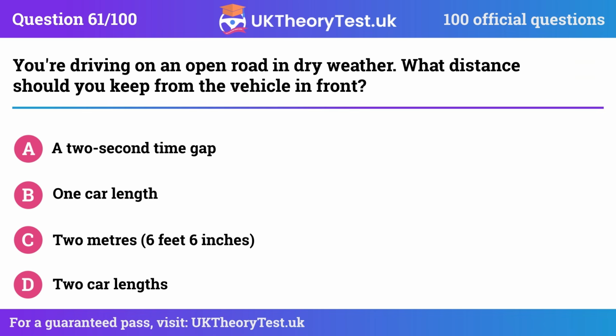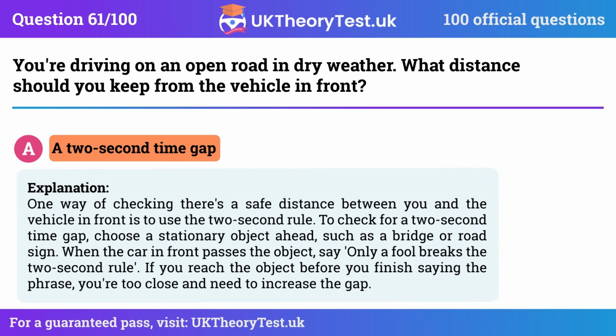The correct answer is A. A 2-second time gap. Explanation: one way of checking there's a safe distance between you and the vehicle in front is to use the 2-second rule. To check for a 2-second time gap, choose a stationary object ahead, such as a bridge or road sign. When the car in front passes the object, say, only a fool breaks the 2-second rule. If you reach the object before you finish saying the phrase, you're too close and need to increase the gap.